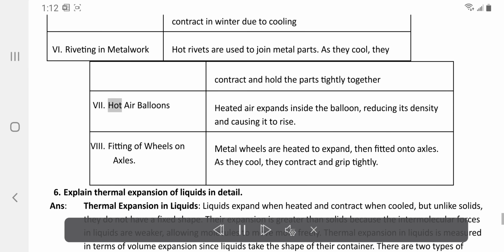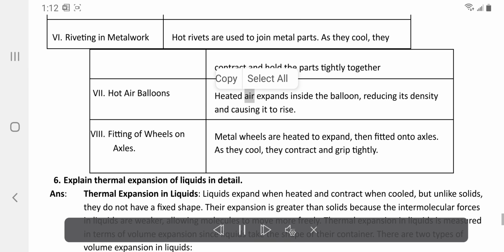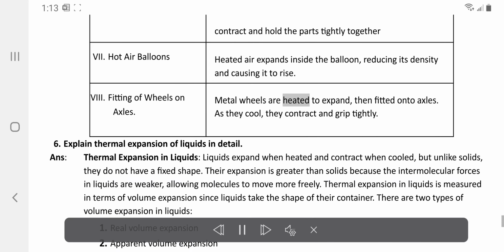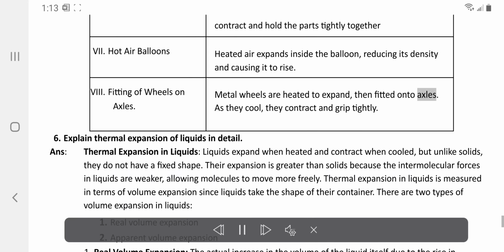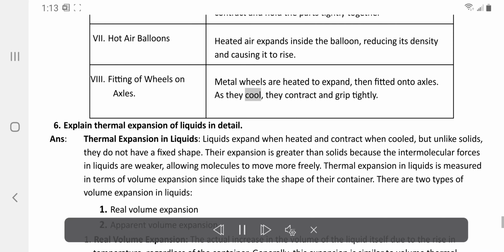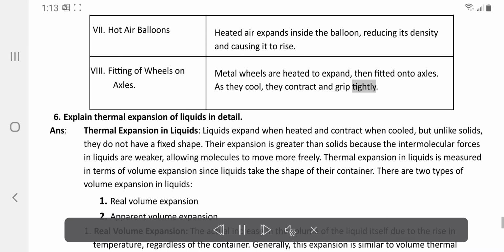7. Hot air balloons: heated air expands inside the balloon, reducing its density and causing it to rise. 8. Fitting of wheels on axles: metal wheels are heated to expand, then fitted onto axles. As they cool, they contract and grip tightly.